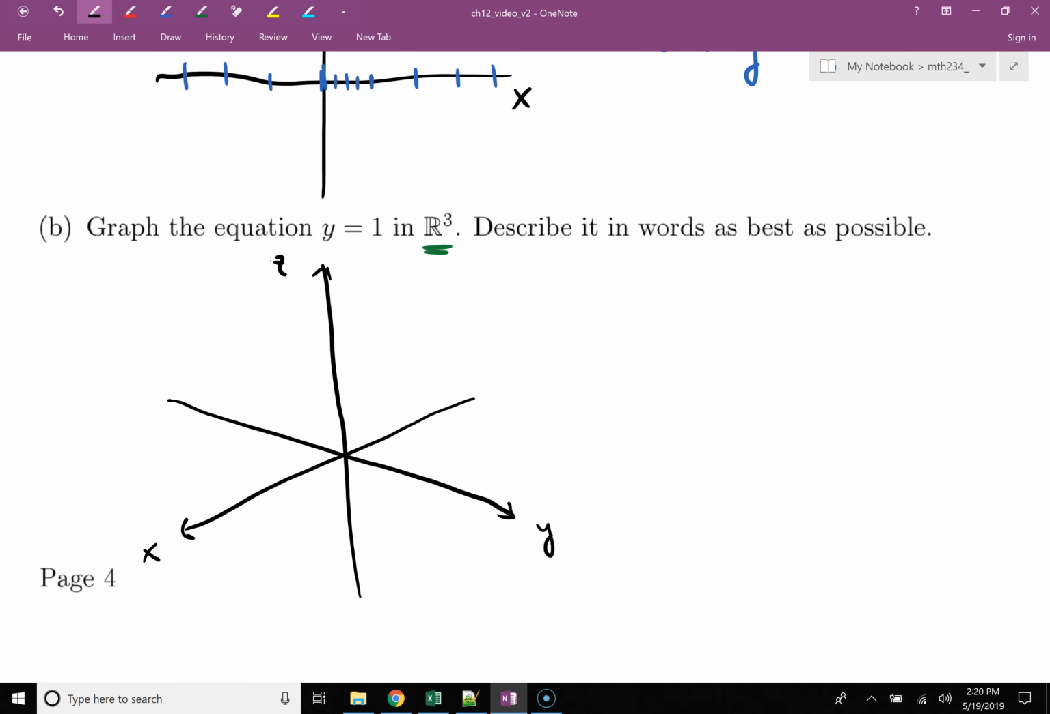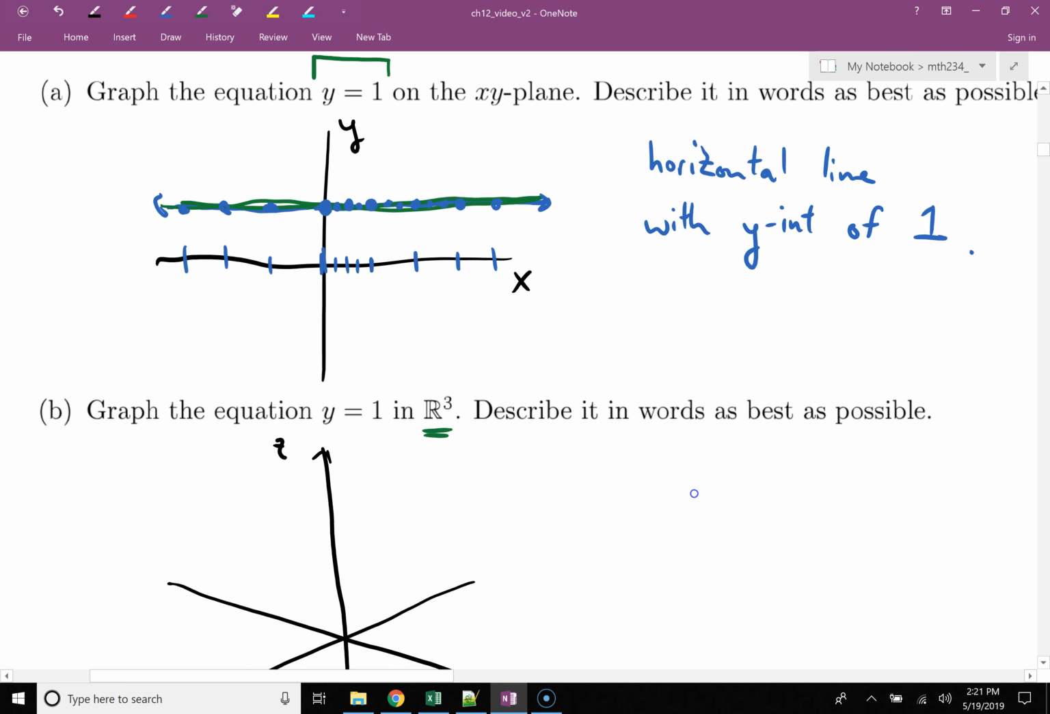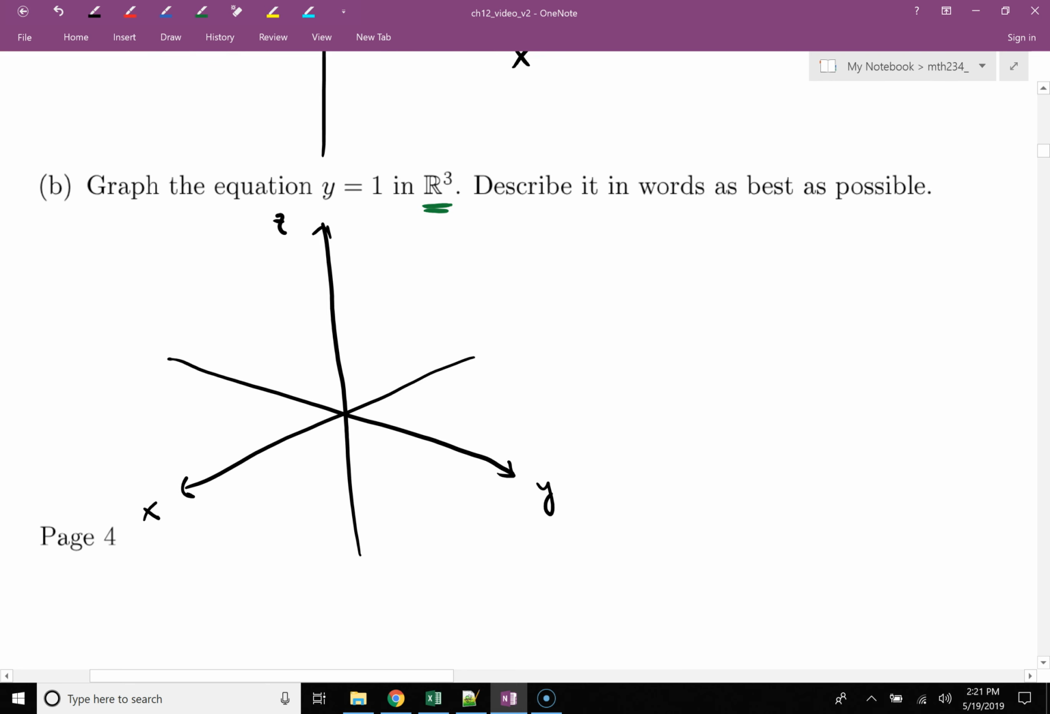And again, I'd like to invite you to pause the video here if you'd like and try this on your own, and then we'll go over it together. All right, so just as before, y equals 1 is a restriction. Notice that there are no restrictions on x, and there are no restrictions on z. They can be anything they want, but y has to be equal to 1.